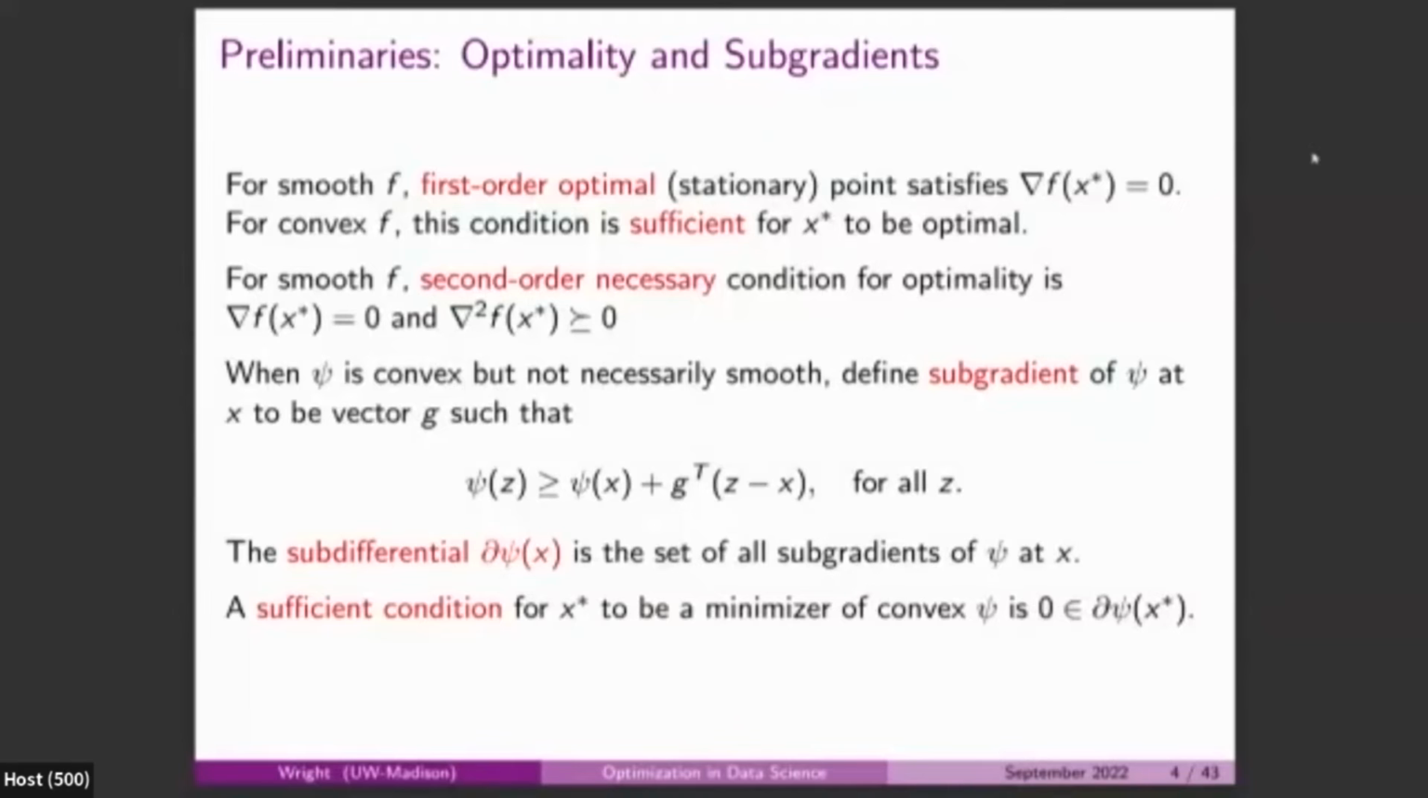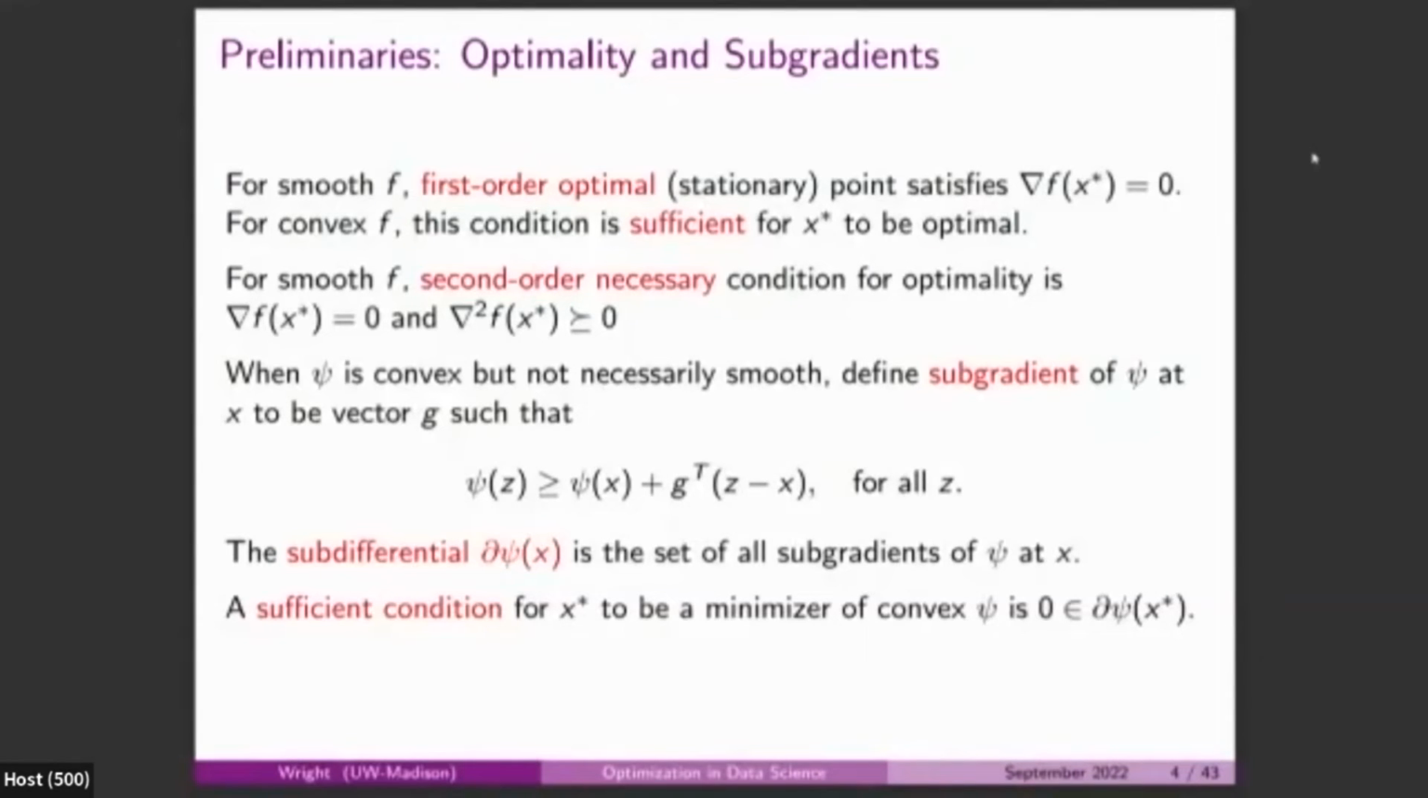Now, if you're dealing with a convex function that's not necessarily smooth, you may not be able to differentiate it, but you can still define this concept of a subgradient, a vector g that has this property that basically the true function psi lies above the hyperplane with slope g that goes through the point x, okay? So it's sort of a proxy for the gradient.